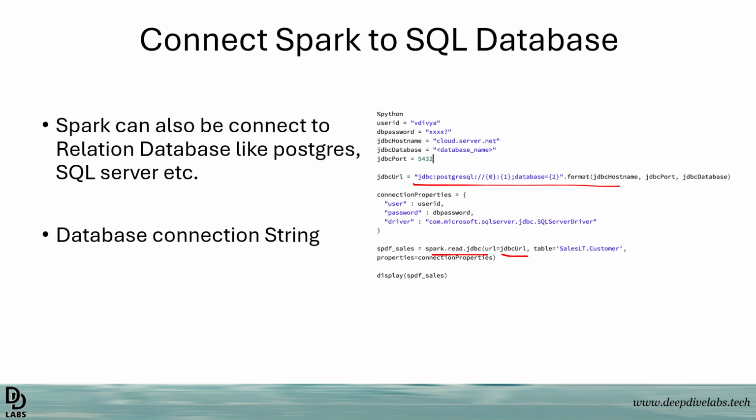Here you are looking at the Postgres protocol. This part is your protocol. If you are connecting to SQL Server, this will be slightly different, and you have to use the corresponding protocol. Then you are saying which table you want to query and what the connection properties are. Your connection properties are your user ID and your password.